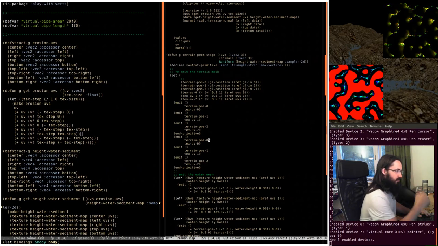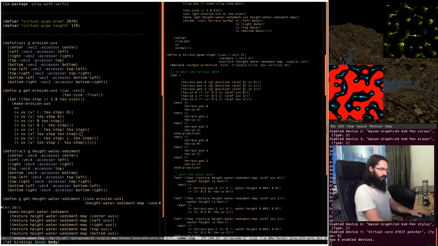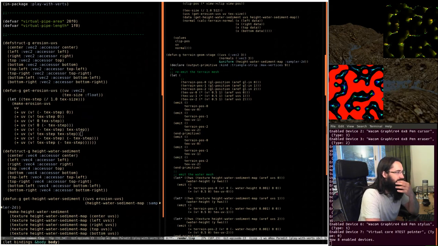Okay, so we're gonna take the terrain position initially, then we'll have a look at this. Oh man, that's actually quite frustrating as well. Now that'll be okay. We can leave the UVs as they are. It doesn't really matter if they're kind of screwed up.